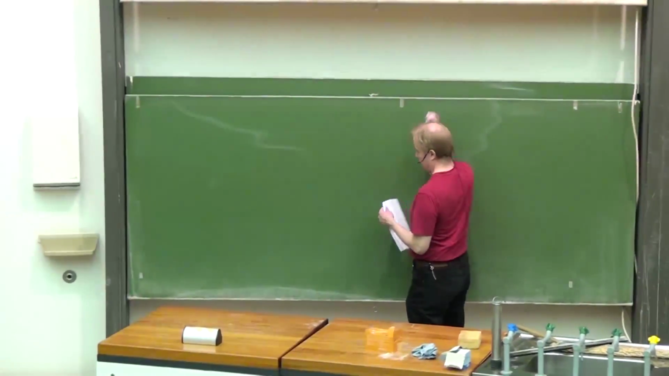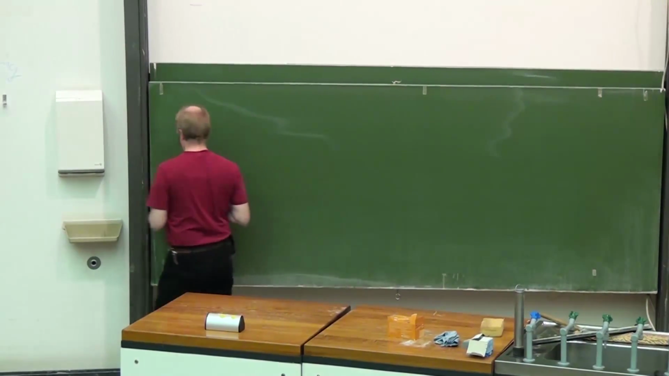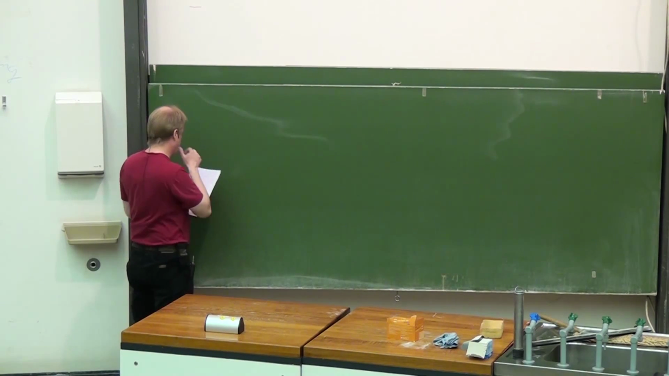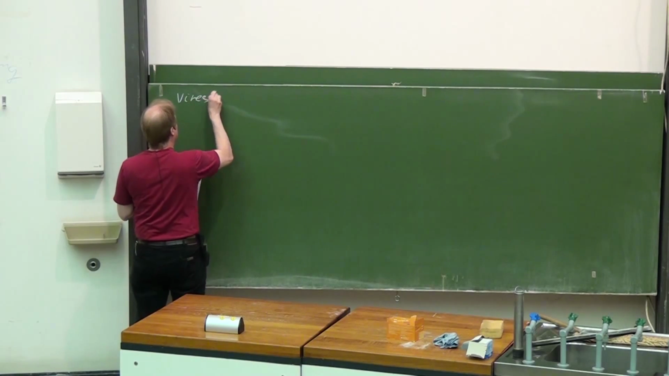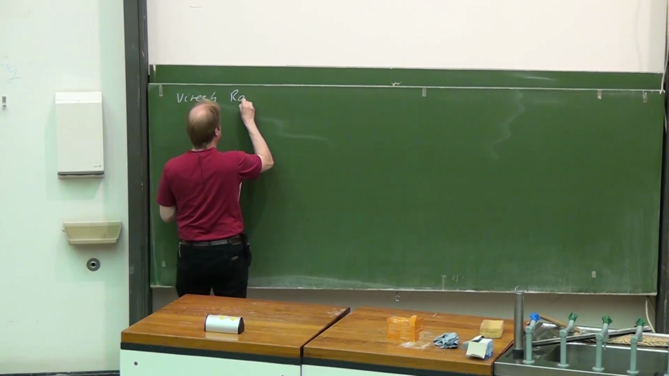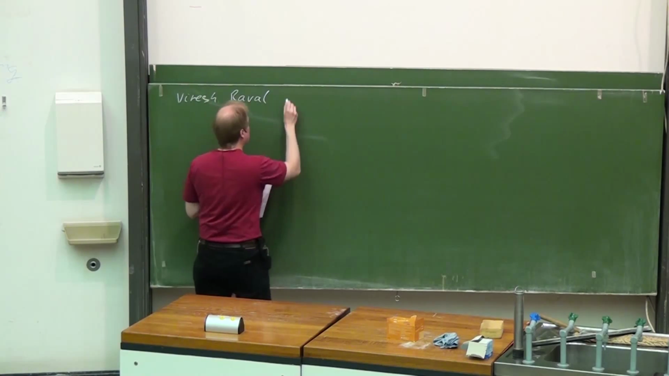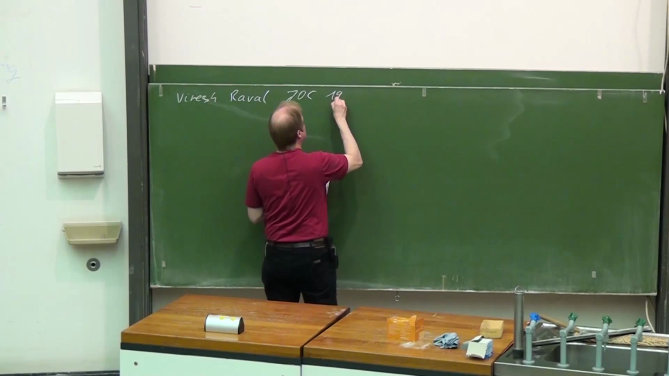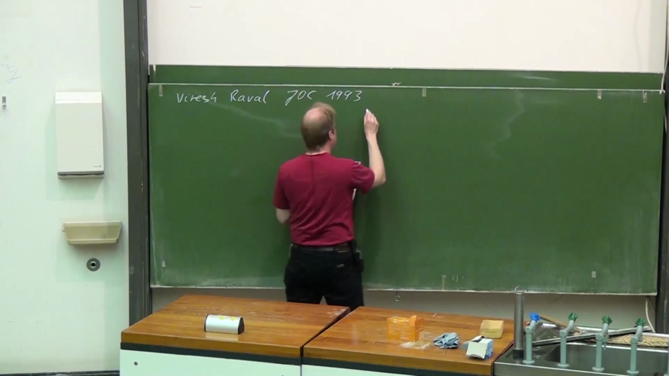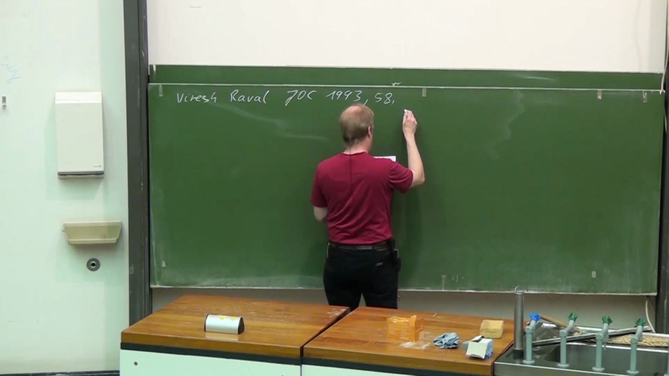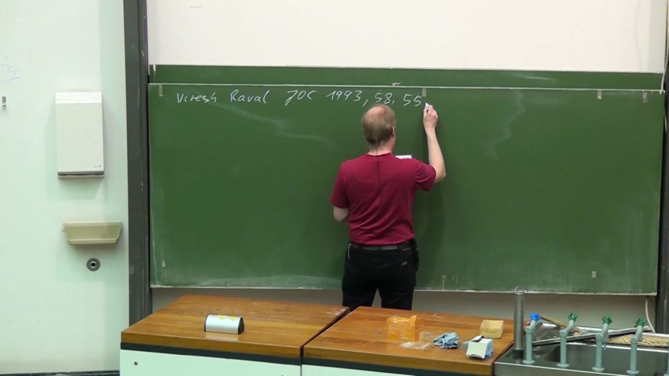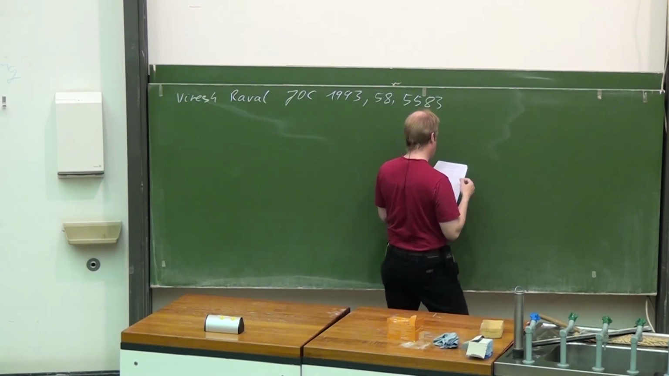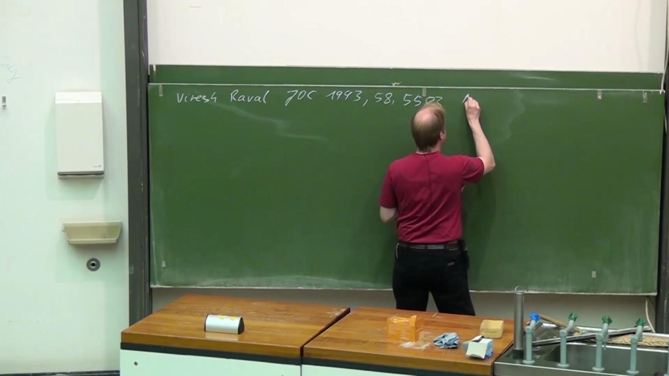Finally, for today, let's have a look at an interesting publication by Ravel, published in the Journal of Organic Chemistry in 1993 on page 5583, and it had the title "An Unexpected Heck Reaction."